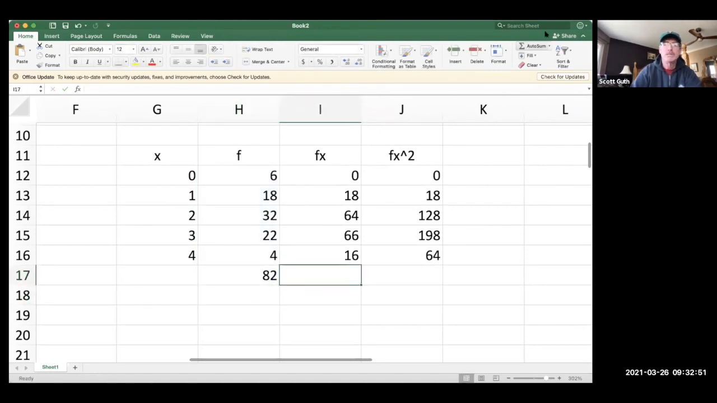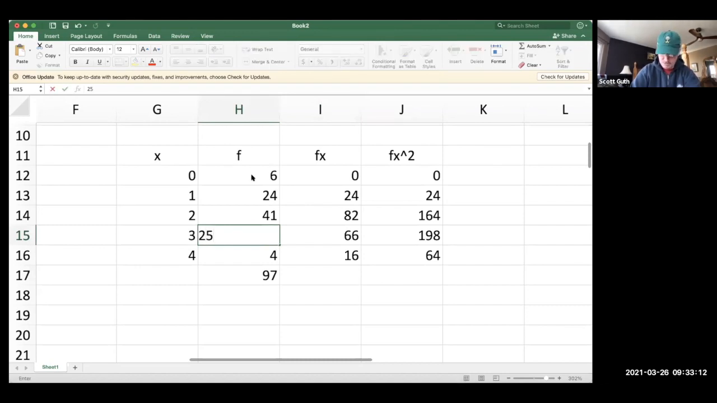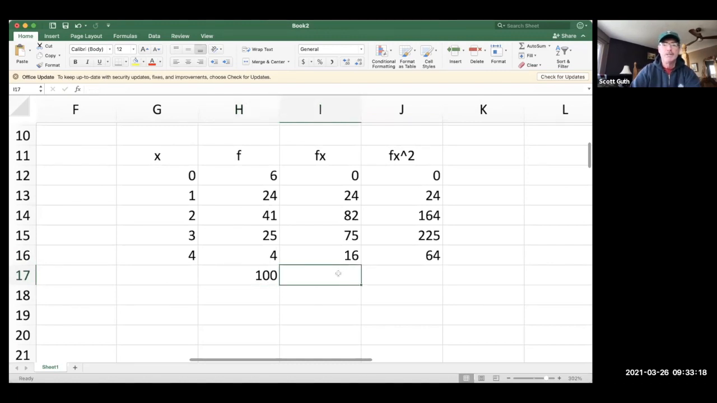Okay, 82, oh, but there's 100. I've got to update my frequencies. This will go real quick. So in the end, there were 6 zeros, 24 ones when we added our data. There were 41 twos, 25 threes, and 4 fours. Now there's 100 values here. Okay, and then the sum of Fx is related to the mean. So let me go ahead and do that. Okay. And then the sum of Fx squared.